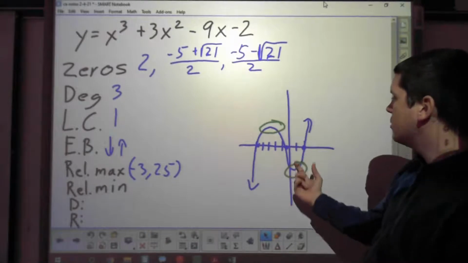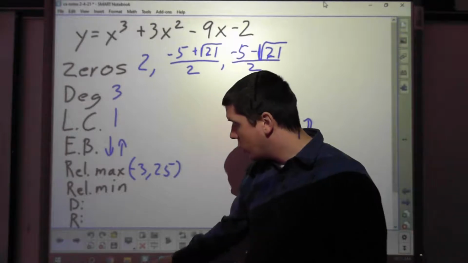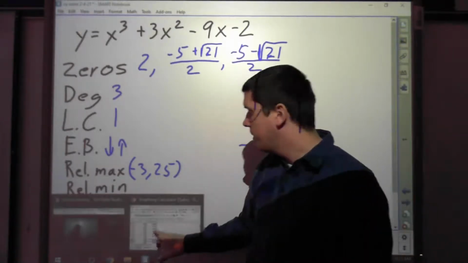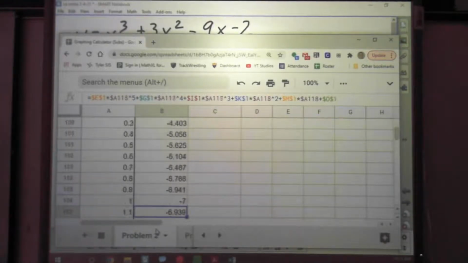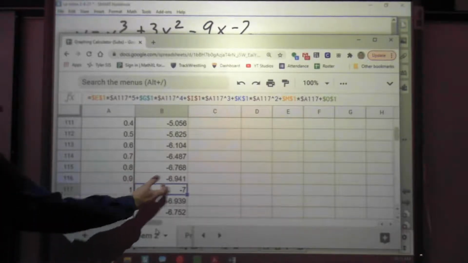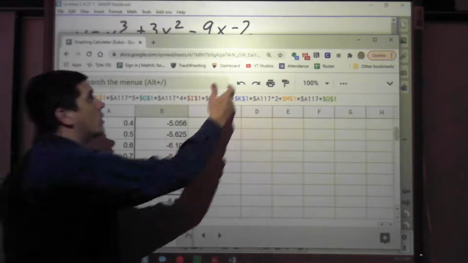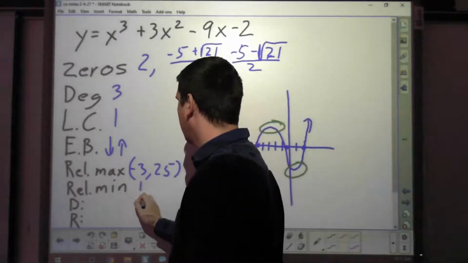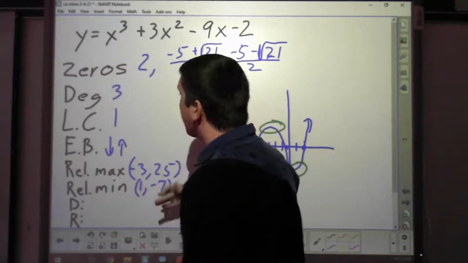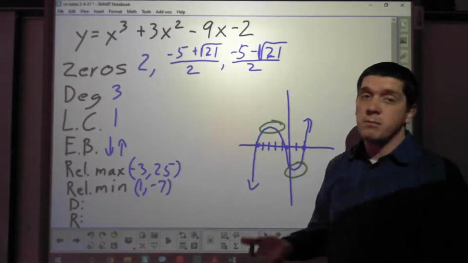Again, we suspect that minimum is probably somewhere around 1. So when I go ahead and look around 1, we see -7. And hey, look, we see 1, -7. So look at that. We had messy zeros, but our relative max and min were nice and pretty.